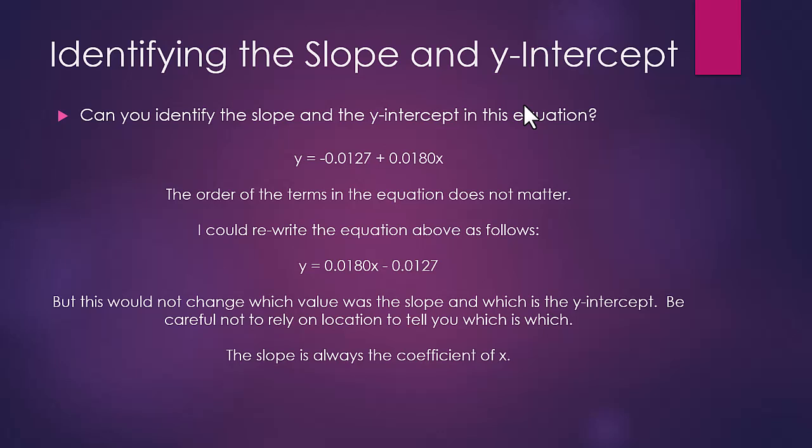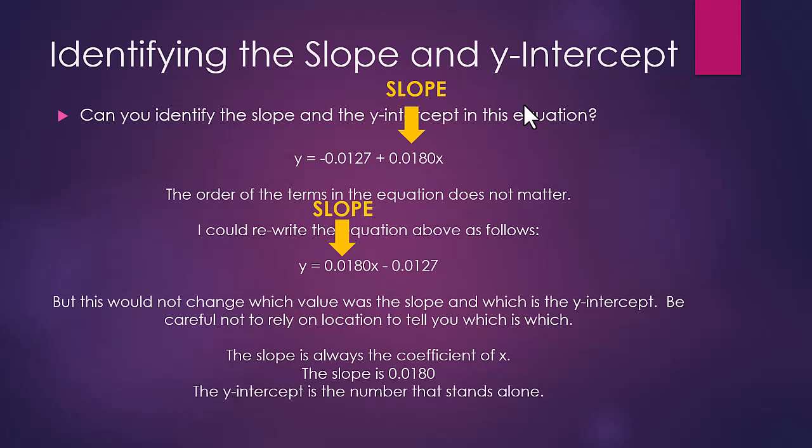So now that we know that, again, pause this video if you haven't already done so, see if you can identify the slope, knowing that the slope is next to the x. So if you said the slope was 0.0180, you were correct. And again, notice in the two equations, because they're written differently, the slope occurs in different locations. So be very careful of relying on the location to determine where your slope is.